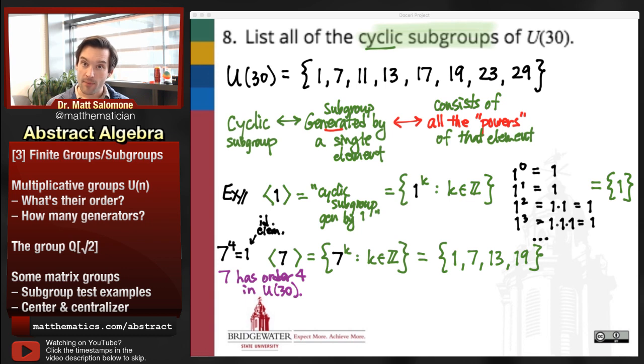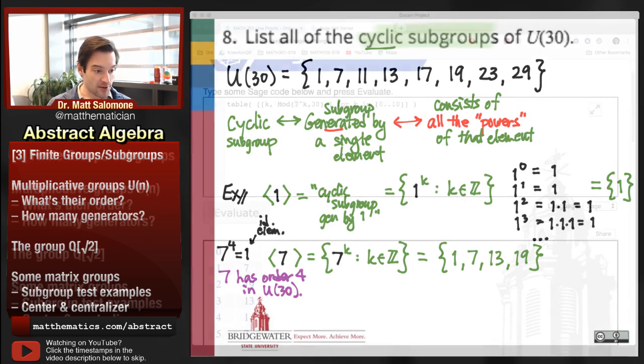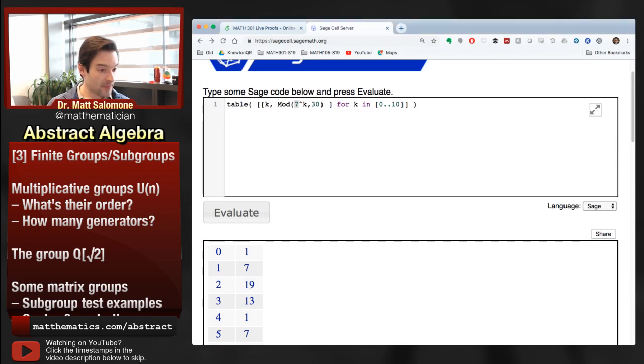By the way, if we do this same exercise, now that we can see what the cyclic subgroup generated by 7 looks like, if I were to ask you what is the cyclic subgroup generated by 13, let's have Sage do that calculation for us. If I replace the 7 in my table here with a 13, what we notice is that, in fact, we get the same set of 4 elements as we had before. And so the cyclic subgroup generated by 7 is the very same as the cyclic subgroup generated by 13.